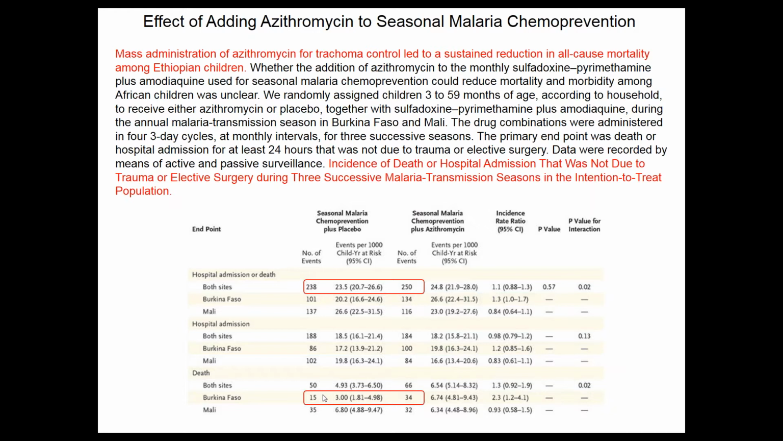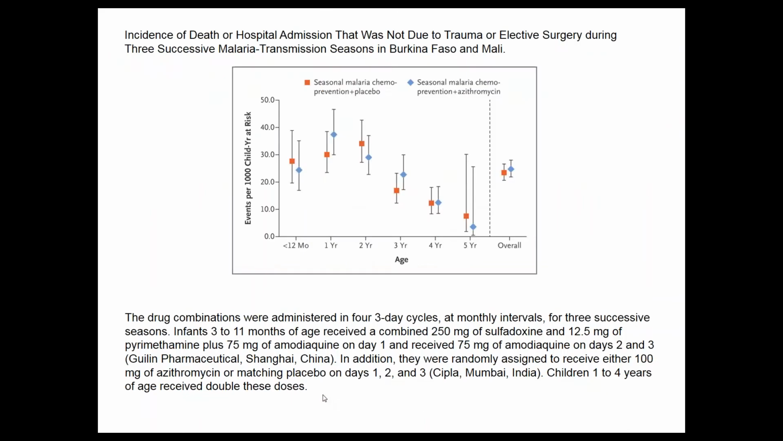Aside from that, the primary endpoint was not significantly different, as we see here expressed as events per 1,000 children per year at risk. The group that got the azithromycin in addition to these other agents was no different than the group that got the other agents and placebo. And there were a number of things that these children were given. There's a sulfa drug and pyrimethamine, and this is all basically malaria prophylaxis plus or minus azithromycin.